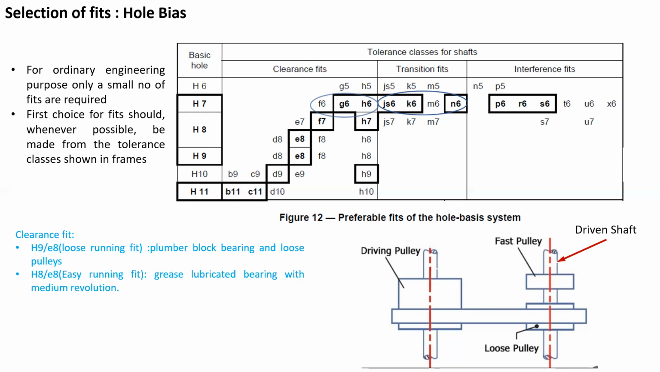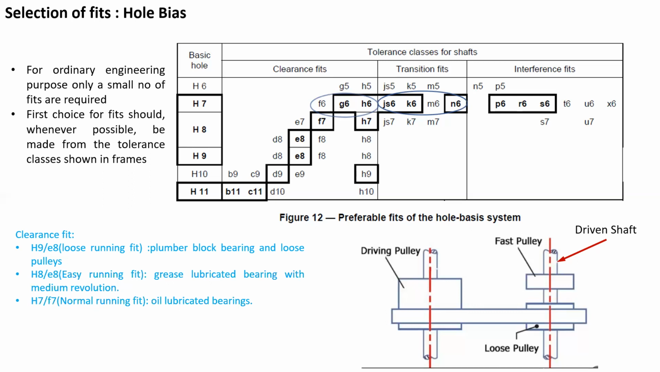So another example is H8E8. That is an easy running fit. This is used in case of grease lubricated bearing with medium revolution. Similarly, H7F7 is a normal running fit. It is used in case of oil lubricated bearings.